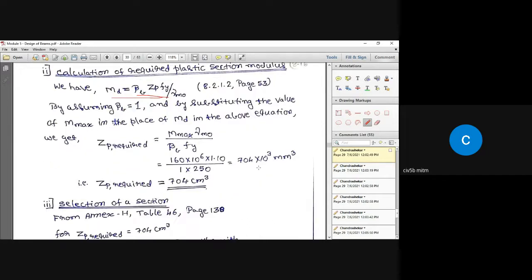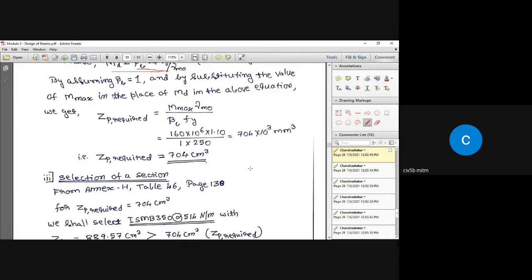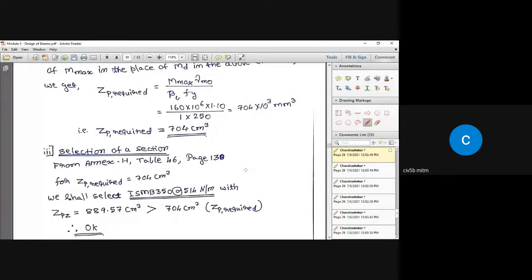So what is ZP required? That is 704 multiplied by 10 cube millimeter cube. That is nothing but 704 centimeter cube. That is the section modulus required. Next, let us pick an ISMB section here also, just like the way we did in the previous example. Here also, let us pick an ISMB to take care of the section modulus of magnitude 704 centimeter cube, which is coming due to the external design load.